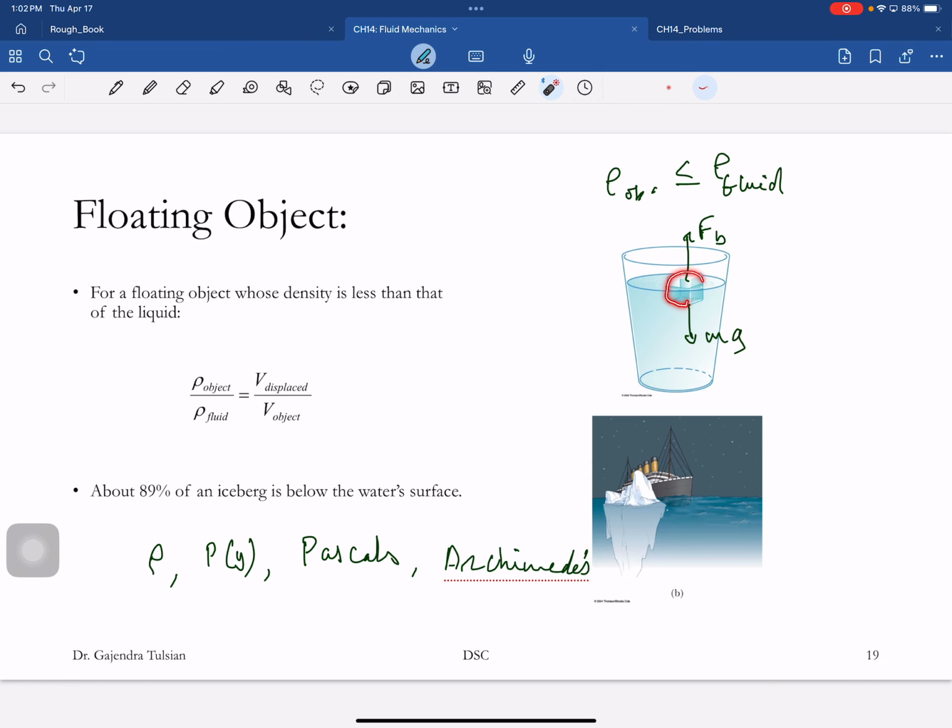Here is a cube of ice. What if I press down on this cube of ice, put it under water, and let go? What will happen? It'll float back up. Why does it float back up? Because the buoyant force exceeds the weight. The buoyant force is equal to the weight of this much displaced fluid, and that is greater than the weight of the ice cube. So the buoyant force is greater than mg, and so it rises up.